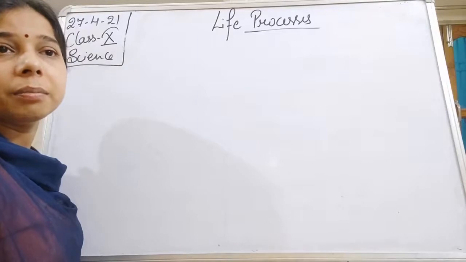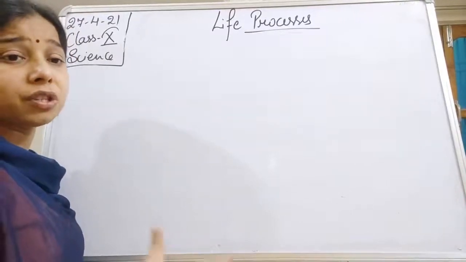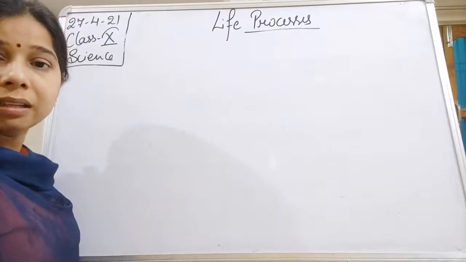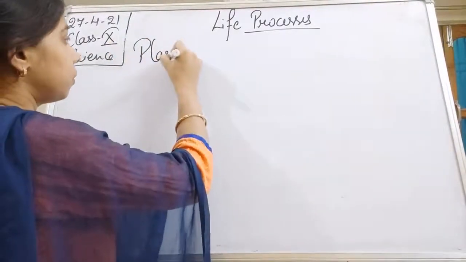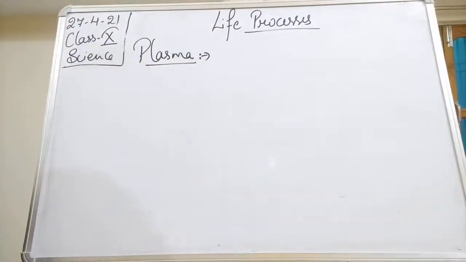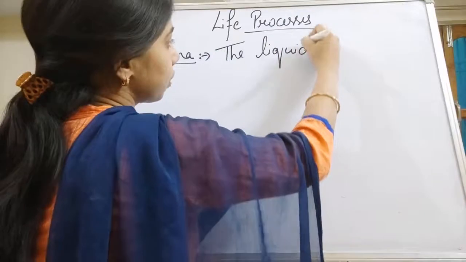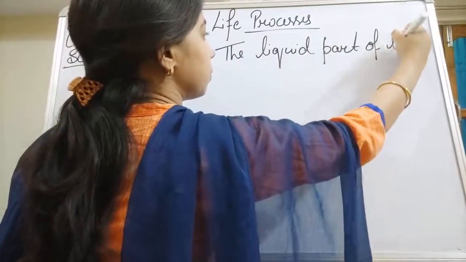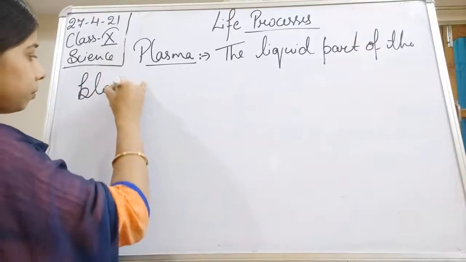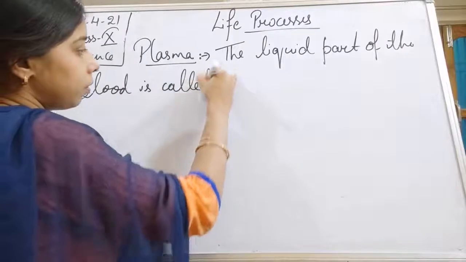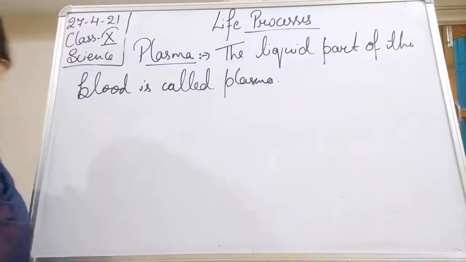So we can say that plasma is responsible for carrying dissolved things. It carries hormones, waste material, even the food material from one place to another. So let us start with plasma. The first point: the liquid part of the blood, or we can say the fluid part, is called plasma, students.